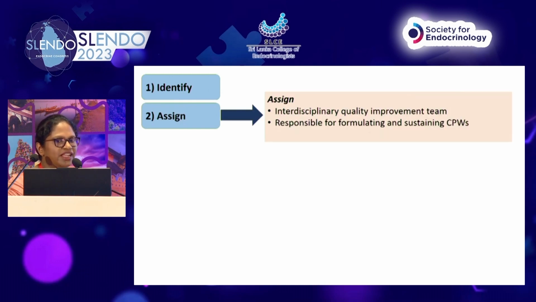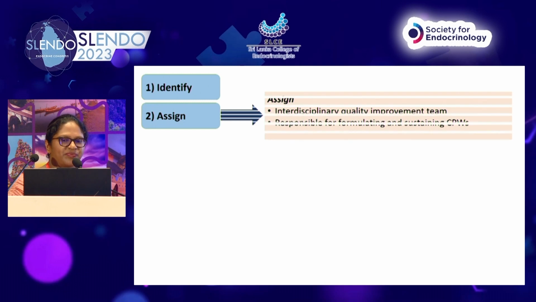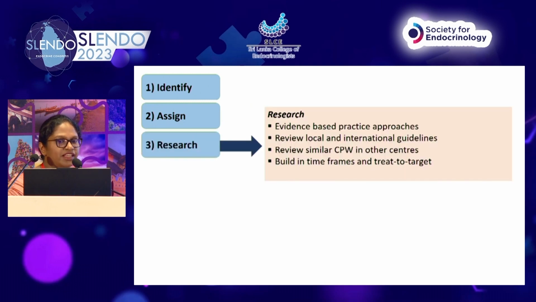We need to assign an interdisciplinary quality improvement team representing all the multidisciplinary team members. They should be responsible for formulating and starting care pathways. Then they should look at the research, evidence-based practice approaches. They should review local and international guidelines, review similar care pathways in other centers, build in time frames, and treat to target plans.